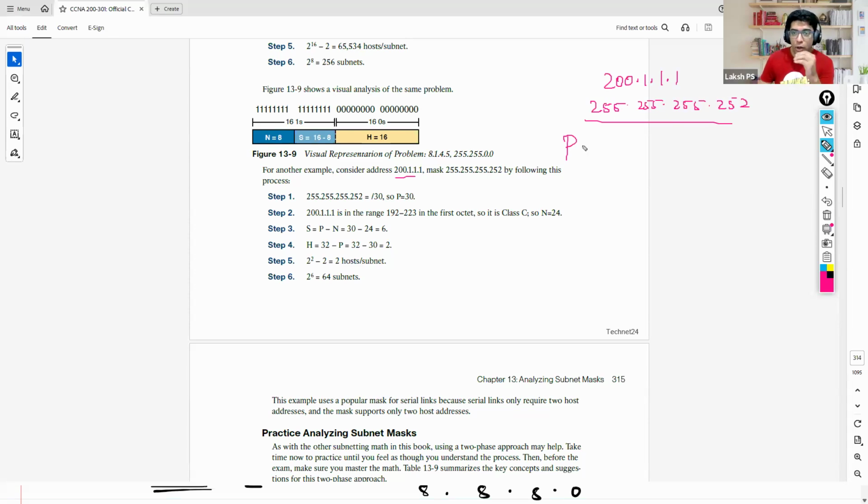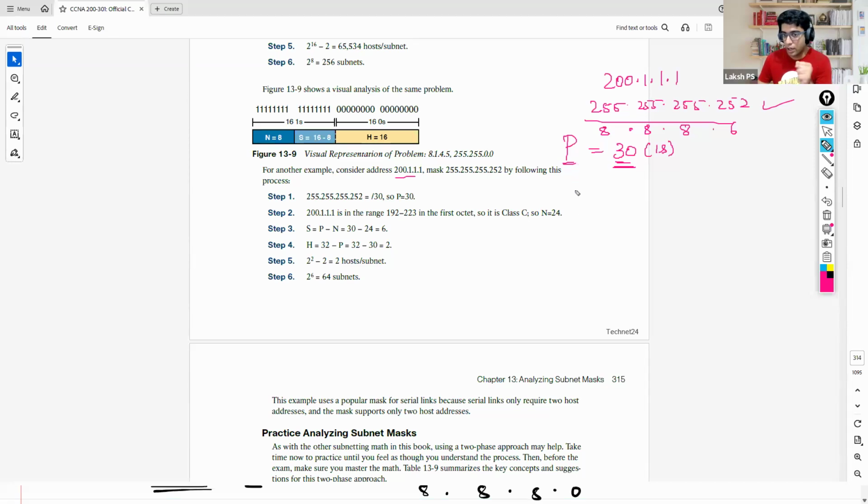Total number of ones, the prefix length or the p bits: you have 8 ones, 8 ones, 8 ones, and this one has 6 ones. So in total you have 30 ones in this address mask. Please remember, these 30 ones, or the prefix length, include both your network bits and your subnet bits.